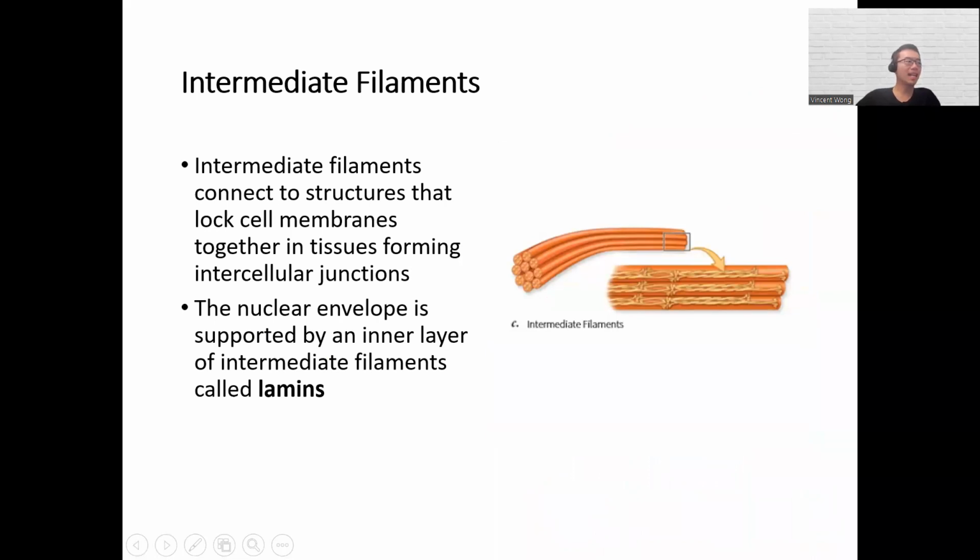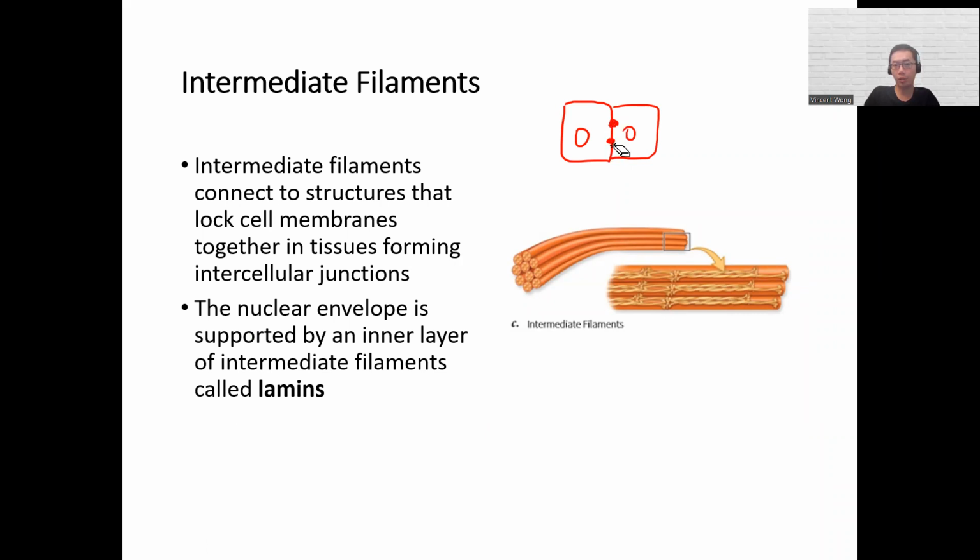Next, we have these intermediate filaments. Intermediate filaments are important because they lock the cell membranes of two cells together. So let's say we have cell number 1 here, and then we have cell number 2 here, and we want to lock them together.